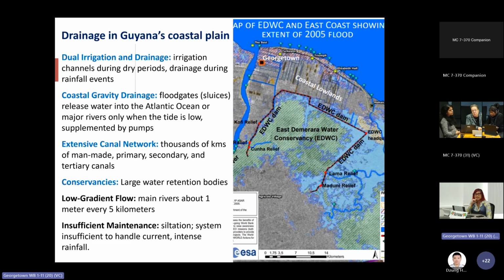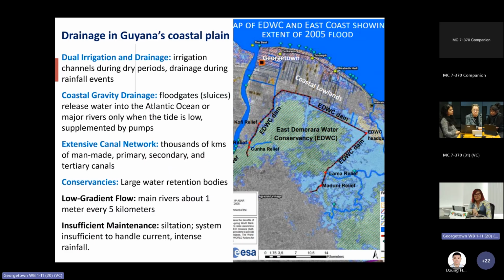And you'll see the East Demerara Water Conservancy shown there. From the air, it doesn't look like water, but it's about 580 square kilometers of water retention area. And the dark line around it is what we refer to as the dam. It's basically an earth embankment around the conservancy.